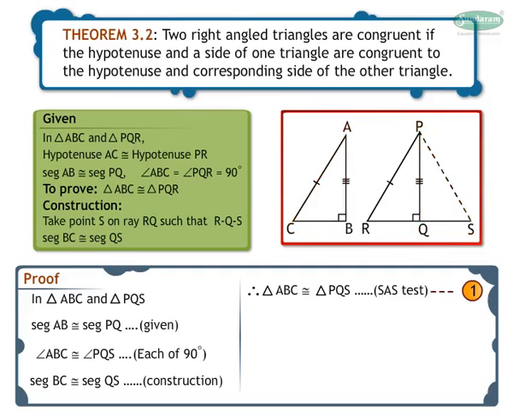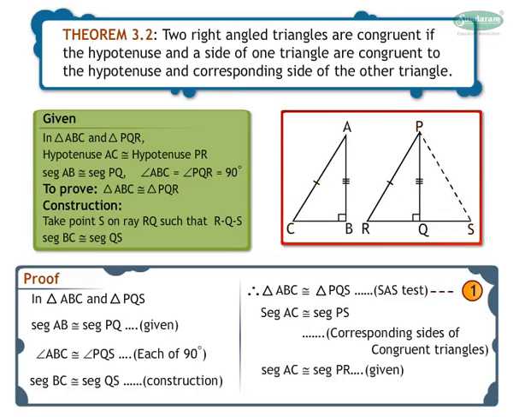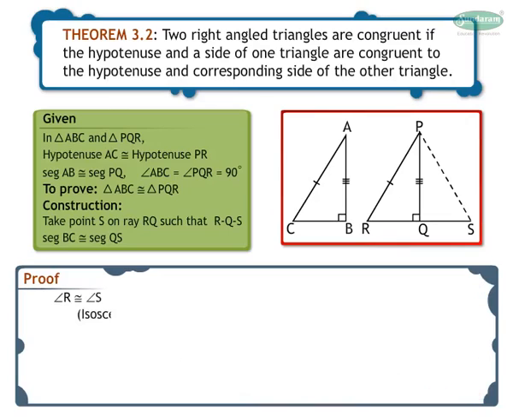By corresponding sides of congruent triangles, segment AC is congruent to segment PS. But it is given that segment AC is congruent to segment PR. Therefore, segment PS is congruent to segment PR. Let us mark it as statement 2. Therefore, according to the isosceles triangle theorem, angle R is congruent to angle S. Let us mark it as statement 3.